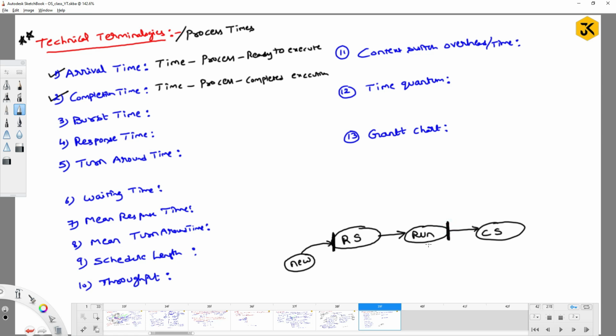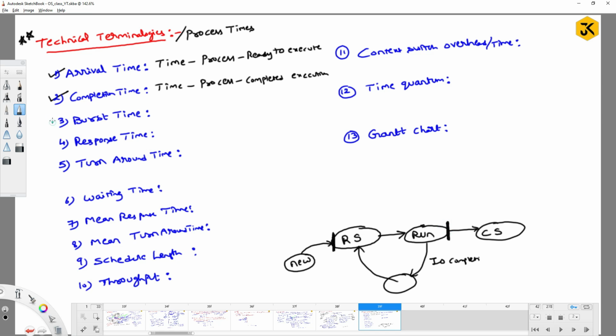Here you may get a doubt, right? It might be exited because of IO completion, but you should not take care about this IO completion. After completion of all the IO operations and all the things, the last time at which the CPU is exiting the process, this particular thing we call completion time.